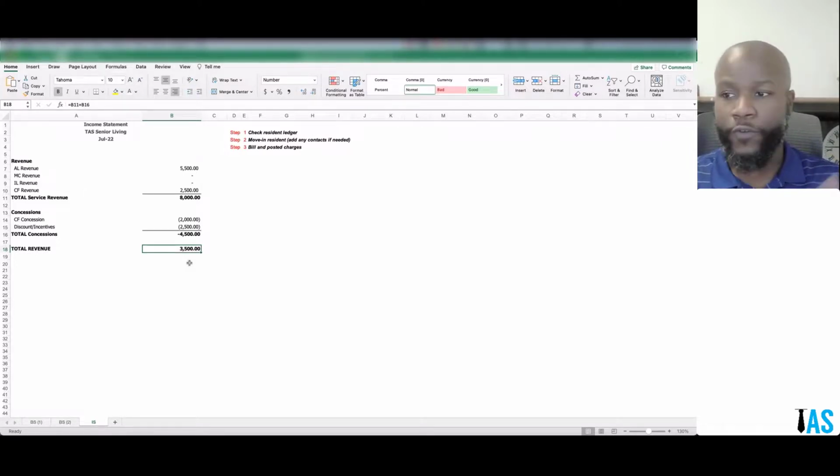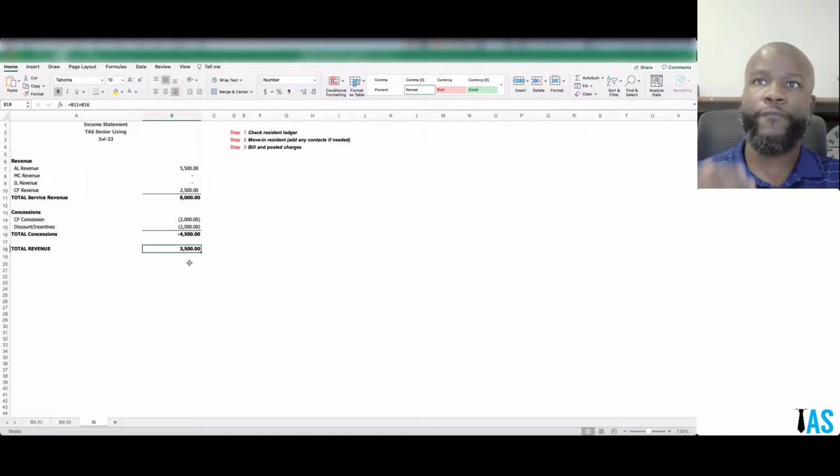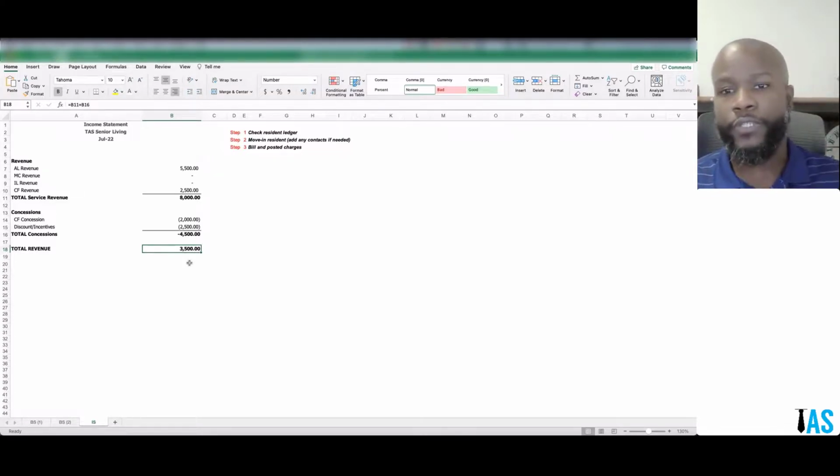Whether you're using Yardi or whatever, go in there, run the financials and see if your financials are set similar to this and say, okay, why do we do that? Ask the question. Okay, why does that look like that?